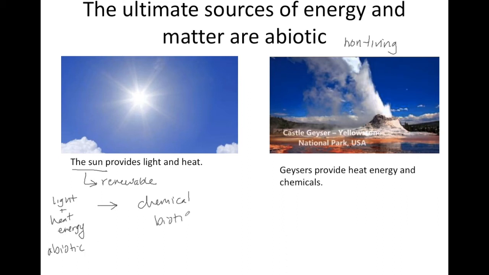Not all ecosystems rely on the sun. Some are actually in areas where you have no sunlight, or there are some other sources. For example, this geyser over here, if you look at all these orange and red areas, those are actually bacterial mats, and these bacteria have been able to break down the chemicals that are coming up from the geyser and use the energy that the superheated water is emitting to break that down. So some ecosystems do not rely on the sun and rely on other sources of abiotic matter and energy.